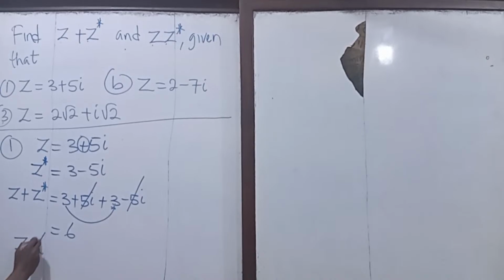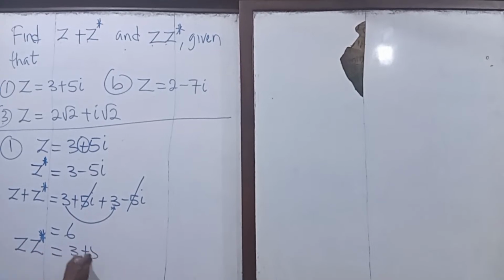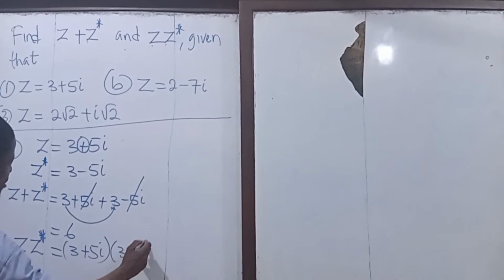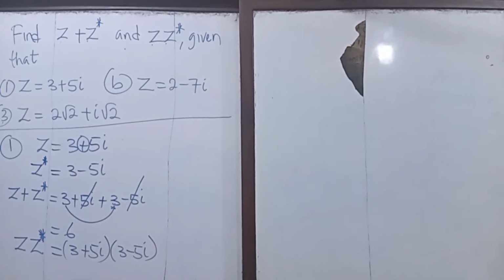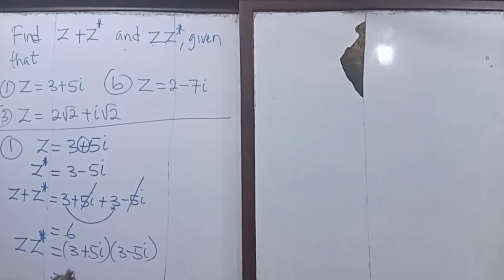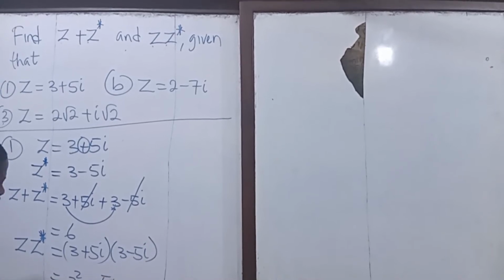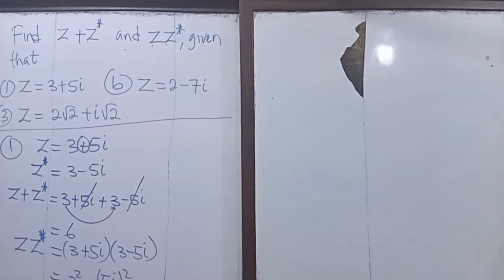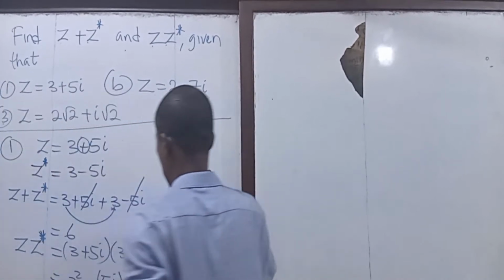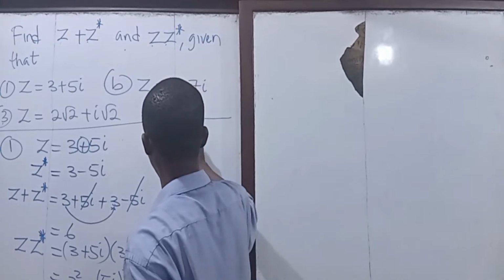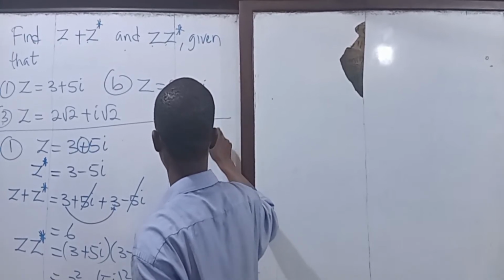Now for number 1, let's do the multiplication. z times its conjugate. z times its conjugate. That will be equal to what? 3 plus 5i times its conjugate. So which is this. Okay, and if you do the multiplication, this is the difference of two squares. There's no need to bother yourself, and that will be equal to what? 3 squared and then minus 5i squared. Okay, if you use an identity that says that a plus b times a minus b.